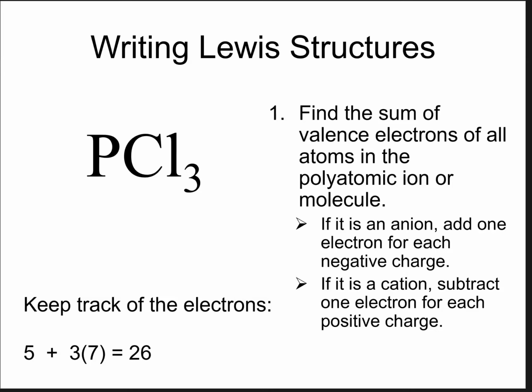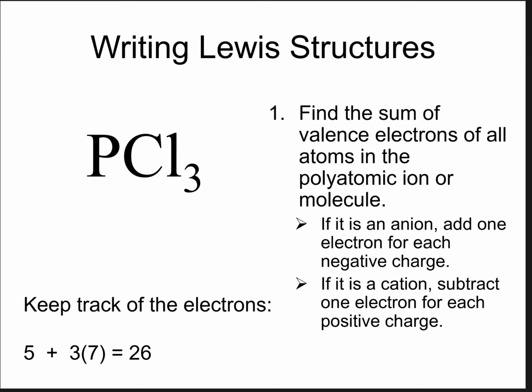Now, if we have a polyatomic ion, then the negative charge means that there are more electrons, so we would have to add more electrons to this total. Likewise, if there was a cation present, we would have to subtract the missing electron from the total. We'll see more about these when we actually do some practice problems later on in the chapter.